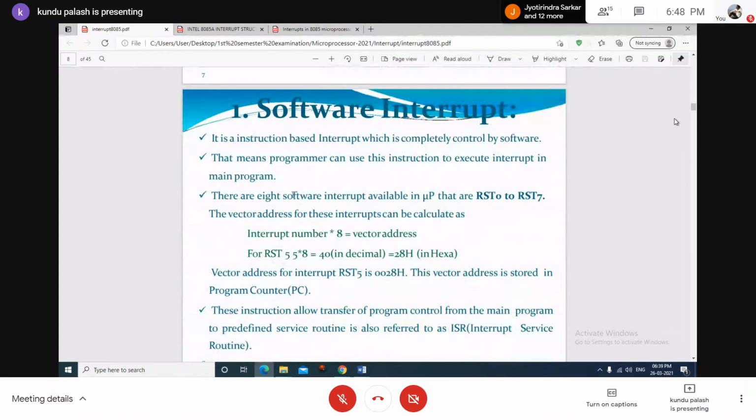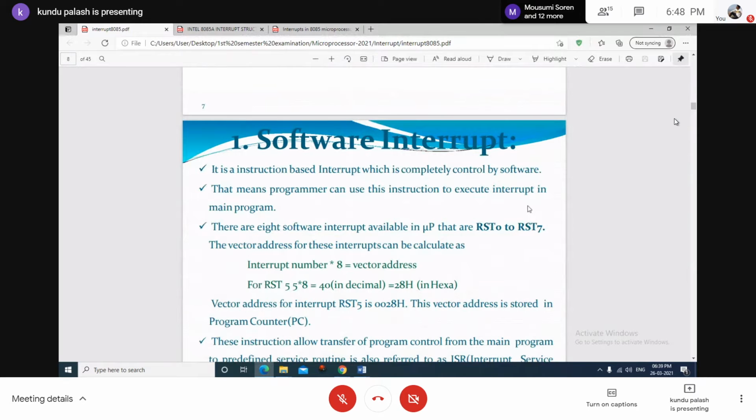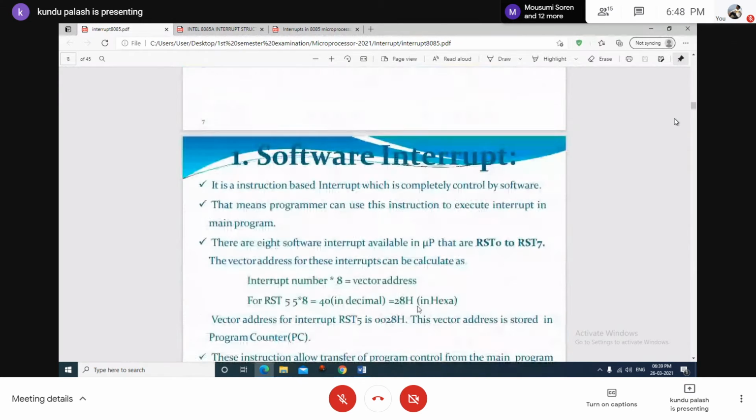For example, there are 8 software interrupts available. The instruction codes lie from RST 0 to RST 7. For RST 0, the formula is the interrupt number multiplied by 8, which gives the vector address in 16 bits. For example, for RST 5.5, the number 5.5 must be multiplied by 8 in decimal, which gives 40, and in hexadecimal it will be 28. So 0028 will be the beginning of the vector address.